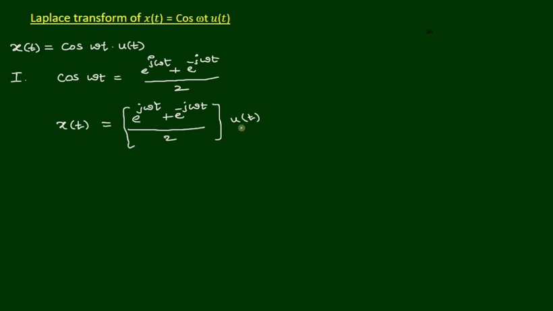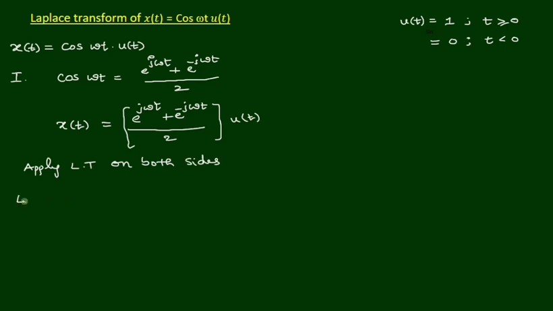So u of t is the unit step signal. We know the amplitude of the unit step signal is 1 when t is greater than or equal to 0, and its amplitude is 0 for t less than 0. Now we'll apply the Laplace transform on both sides of this expression.